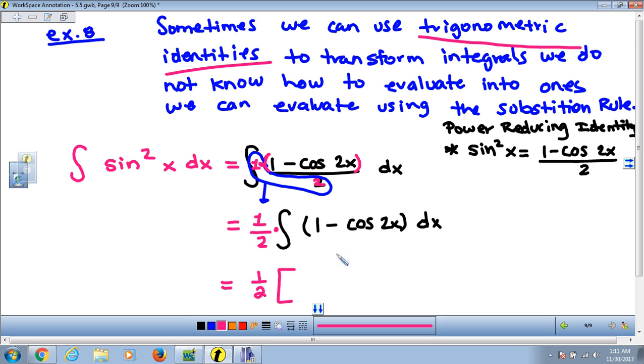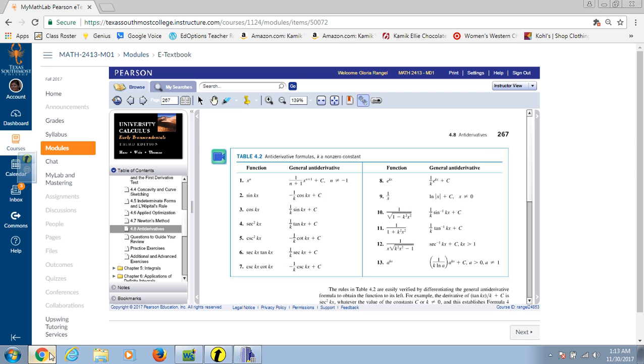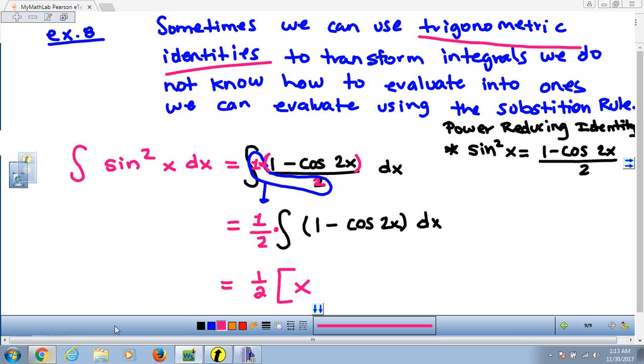So there's formulas for this, okay? You would have to say, okay, what's the integral for 1x? What's the integral for minus cosine of 2x? Well, it's going to be, if I go back, where was it? Over here. I'm going to look for cosine of 2x.